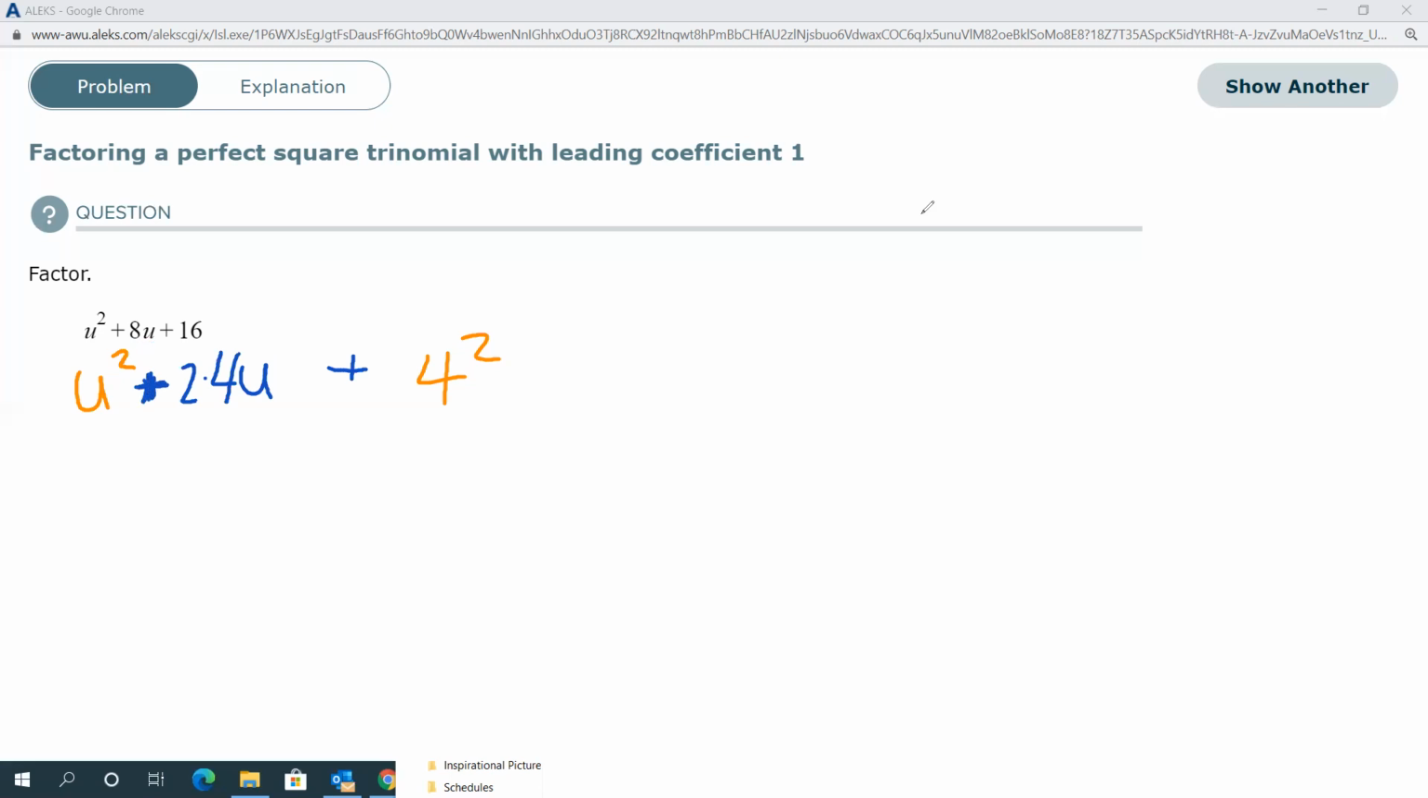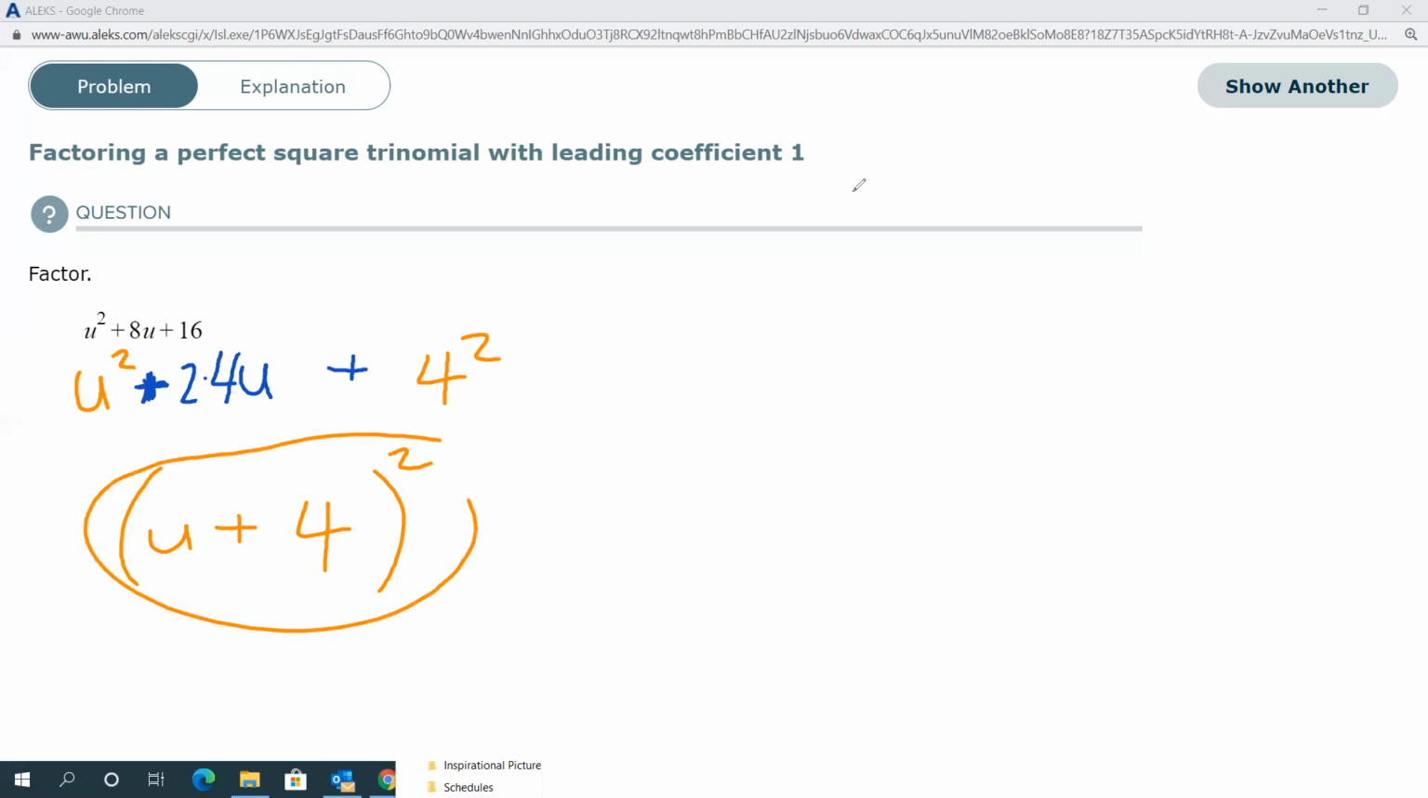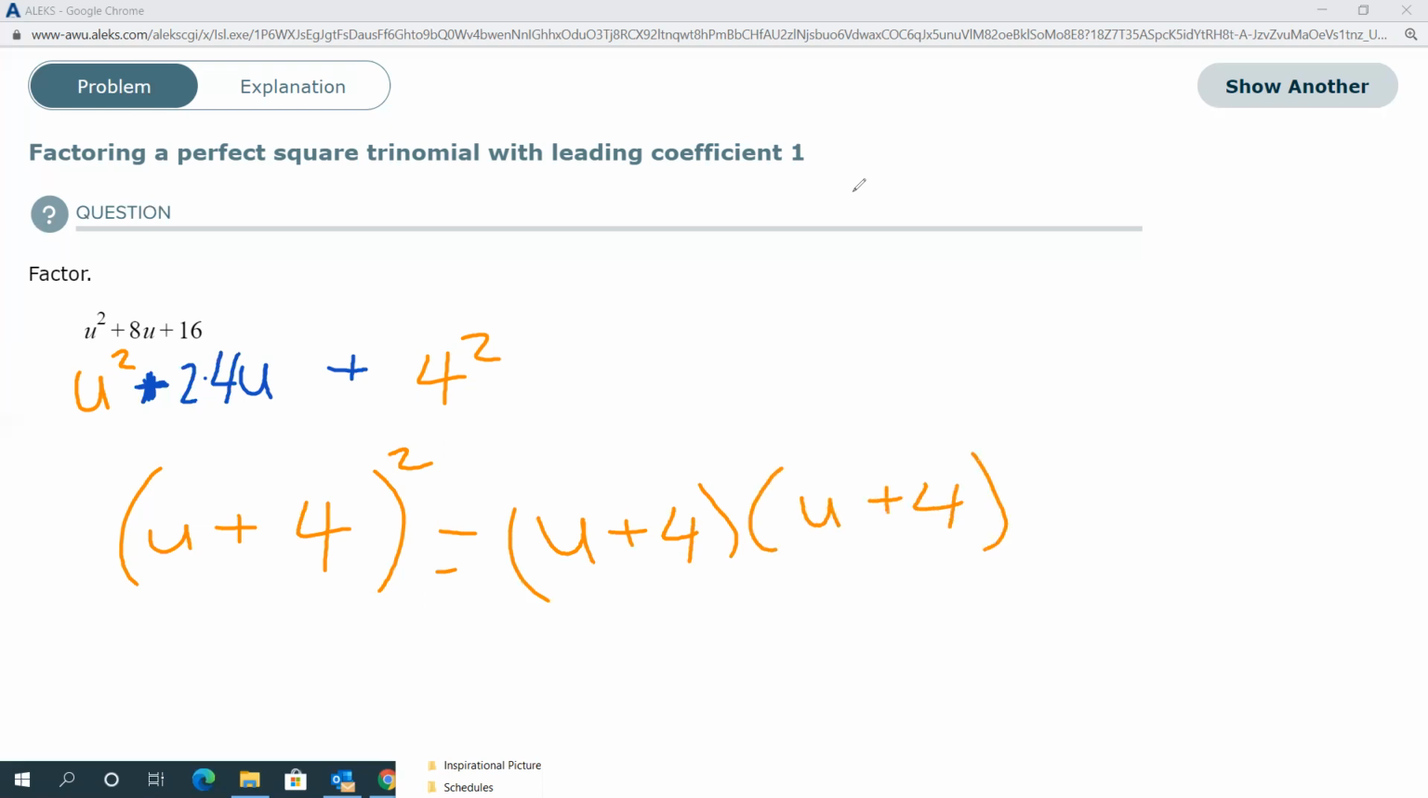So how's that going to factor? Well, it's going to factor like this. The first thing being squared goes there, the second thing being squared goes there. And then it looks like that. And then this would be your final answer. But that, of course, is the same thing as u plus 4 times u plus 4. So if you ran this through the AC method or that shortcut we saw once upon a time, you're going to get the same thing. Okay. So let me do one more of those.